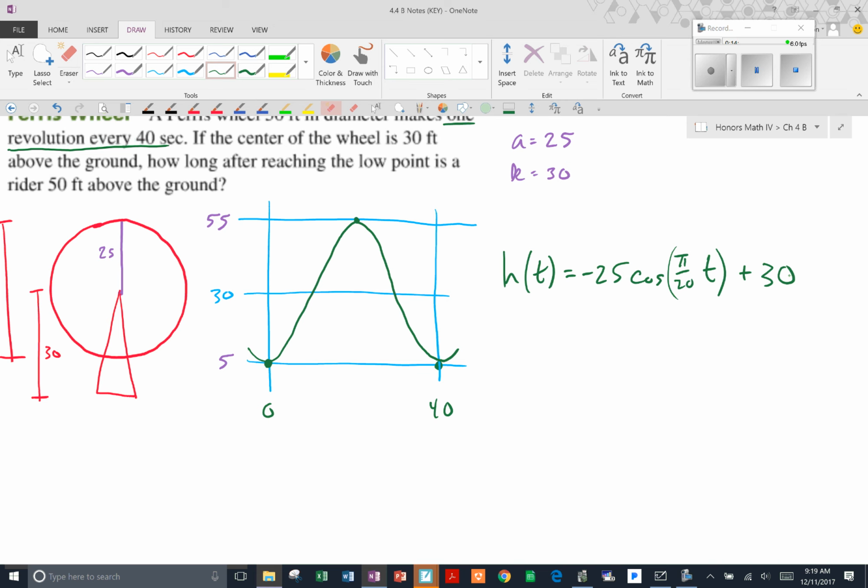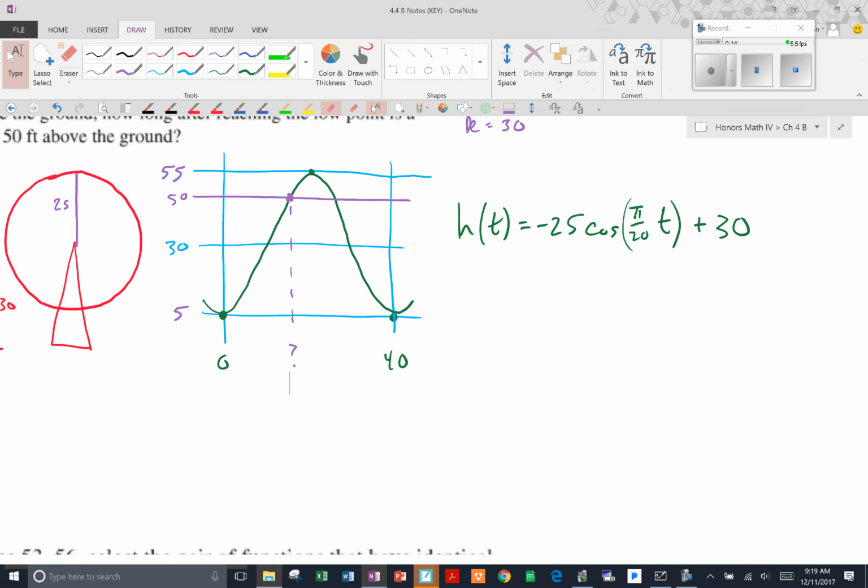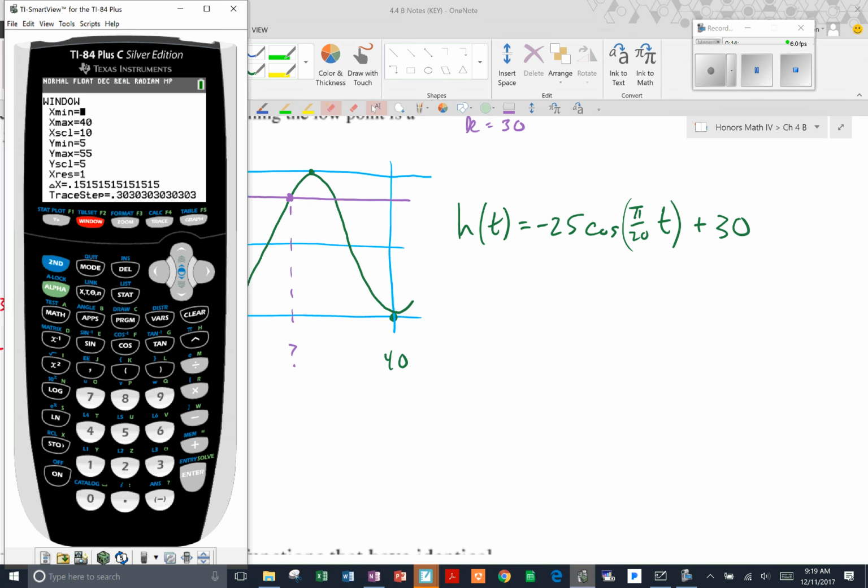Now that's the function. What we're really looking for here is, where does this thing hit 50 feet? If we're using this as our x value down here, we want to know that value right there. So I think the easiest way to do this, since we haven't done anything with inverse functions yet, is to actually use our graphing calculator. Let's go ahead and put those two functions into our graphing calculator.